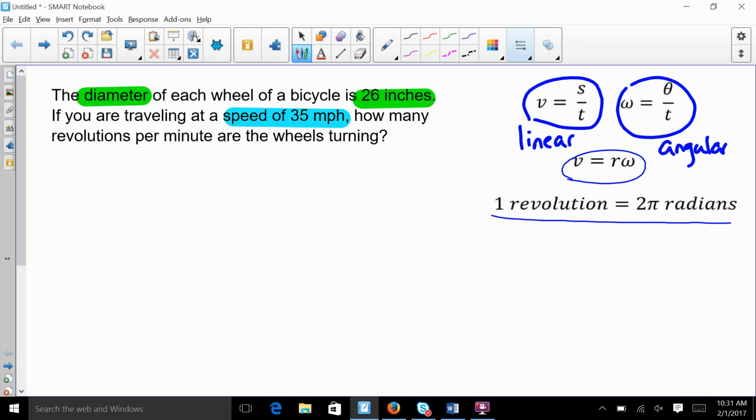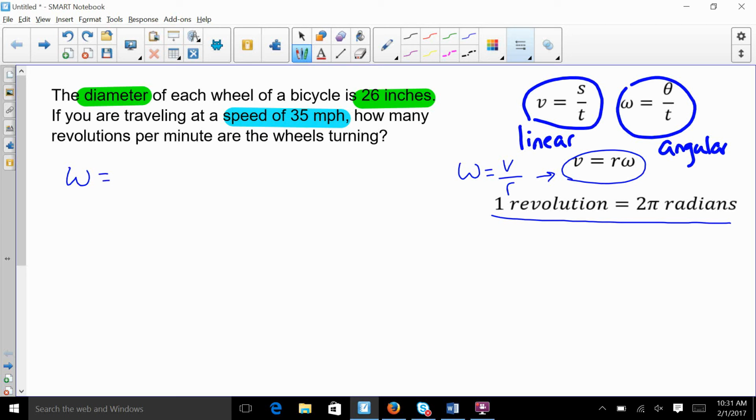So to start this off, I'm going to take this formula here, my linear speed equaling my radius times my angular speed, and I'm going to rewrite it because I'm trying to find the angular speed so that I can convert it to revolutions per minute. So this is going to say my angular speed is going to equal my linear speed divided by my radius. All I did was rewrite this formula so that it would be set up the way that I need it. So that's what I'm going to start with.